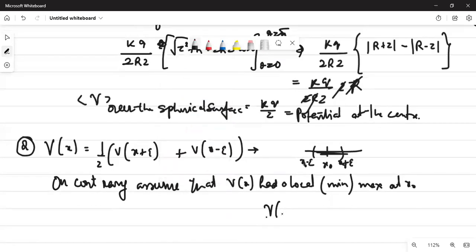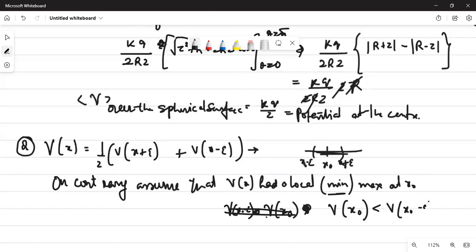So what I can do, I can simply write V(x naught) would be greater than... sorry, my mistake, local minimum would have. So if I'm saying that at x naught my V(x) is having a local minimum, it implies that in the neighborhood V(x naught) will be the minimum value. Even if I go to x naught minus epsilon, or x naught plus epsilon, that is in a neighborhood of x naught, this should be true.